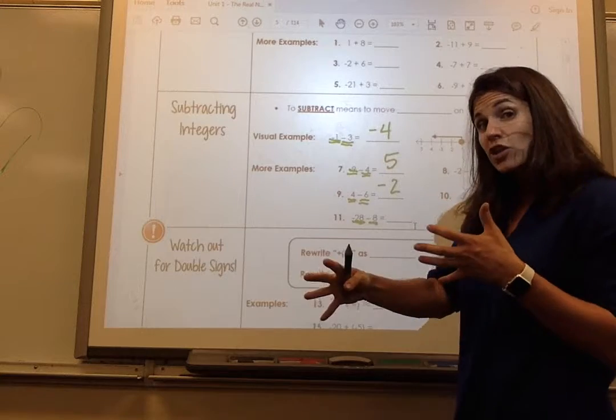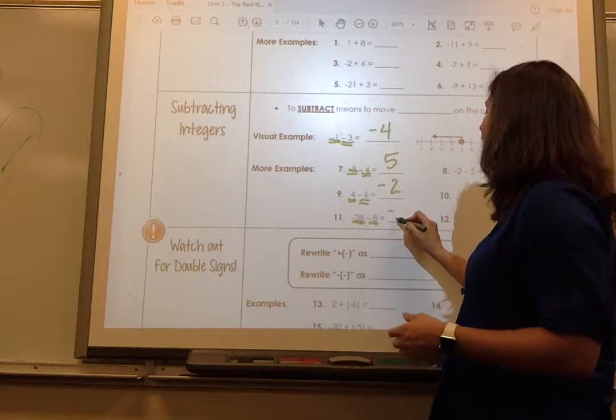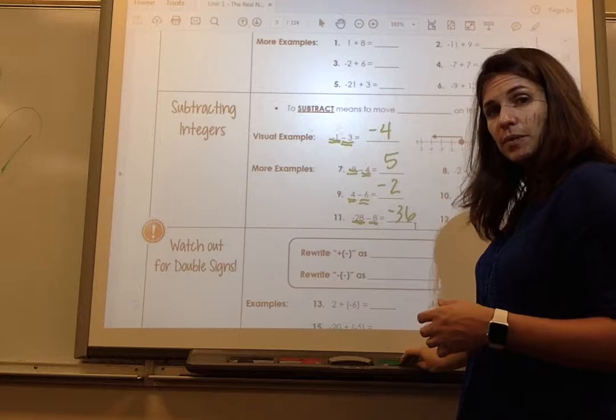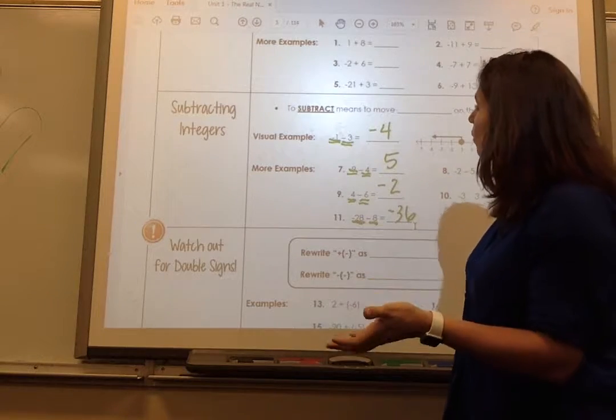Here I have negative 28 and negative 8. So I have red chips and red chips. It's still going to produce red chips. And I have negative 36 red chips. Okay? So that's a quick review on the chips.